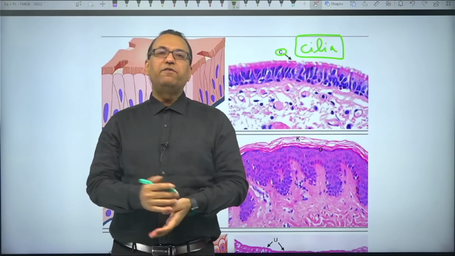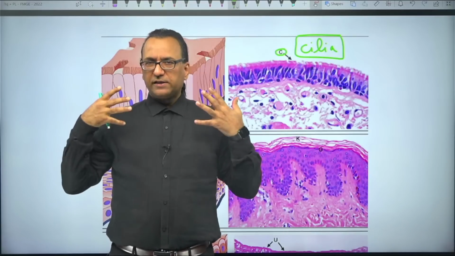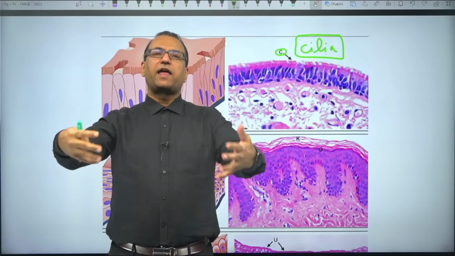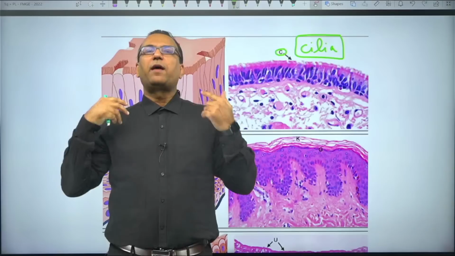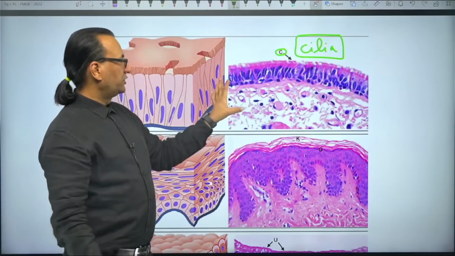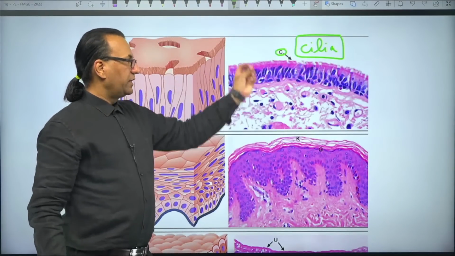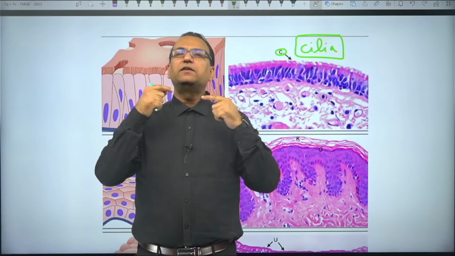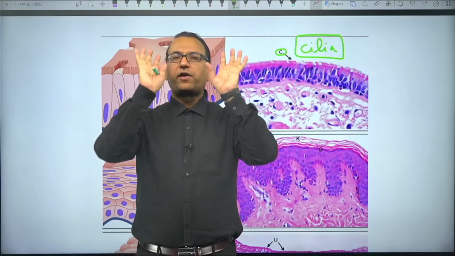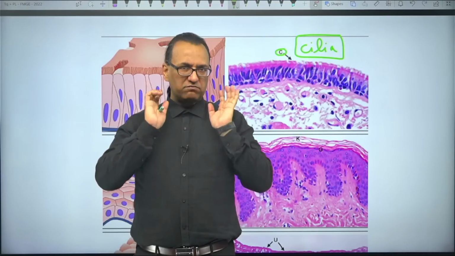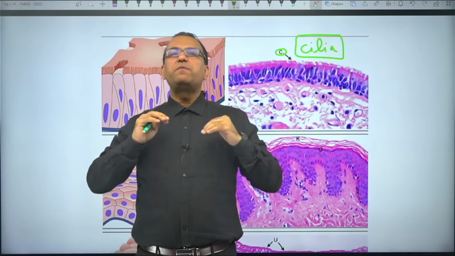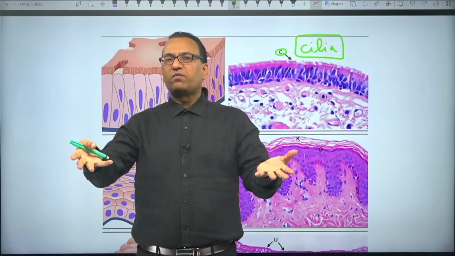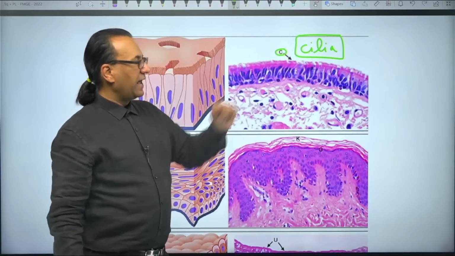Say for example, when we breathe, we take the air inside. With the air, there is dust and bacteria coming. They'll be trapped in the mucus secreted by, say, the respiratory epithelium, the goblet cells secreting mucus. So whichever air we take in will have bacteria and dust trapped in the mucus, and that must be coughed out of the body. For that purpose, we will have cilia.